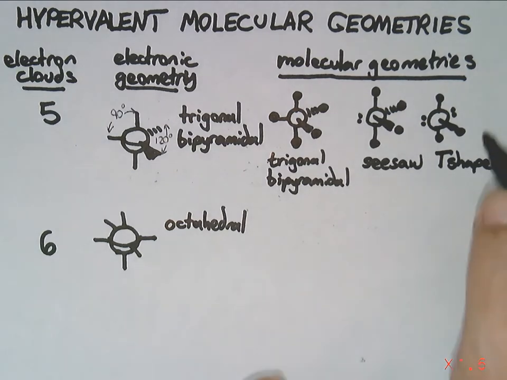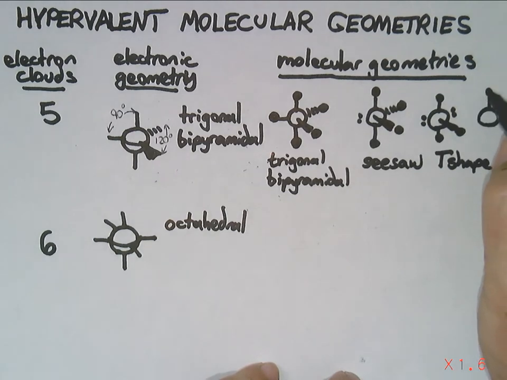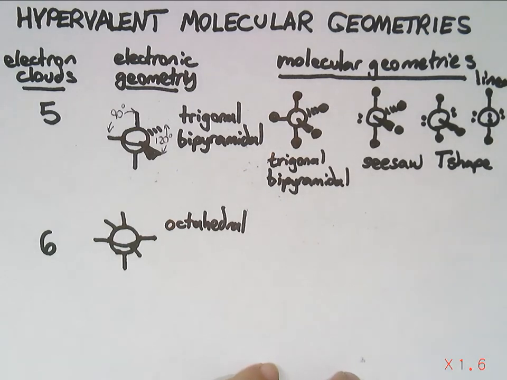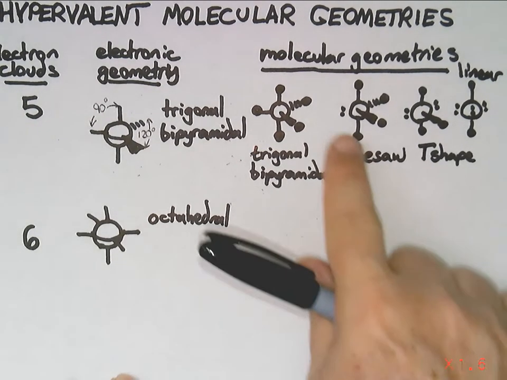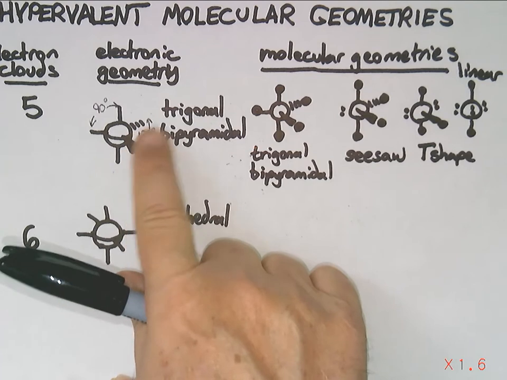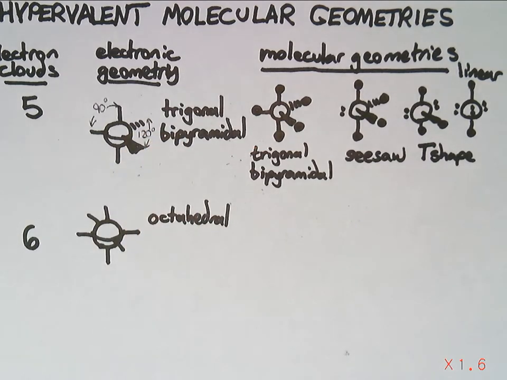The final one, see if I can squeeze it in here, is going to have 3 lone pairs around the equator, and that is going to be linear, because if you look at the atoms, they're all down in a line. So that's a linear geometry. Now, these are the 4 molecular geometries that can go with a trigonal bipyramidal electronic geometry. Let's look at a few examples.